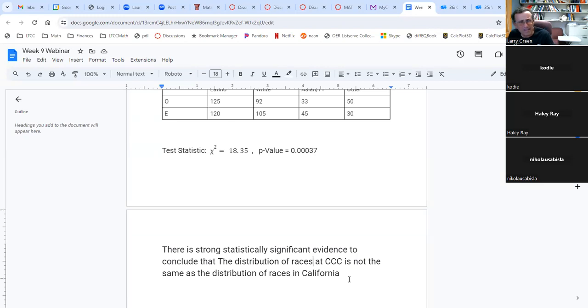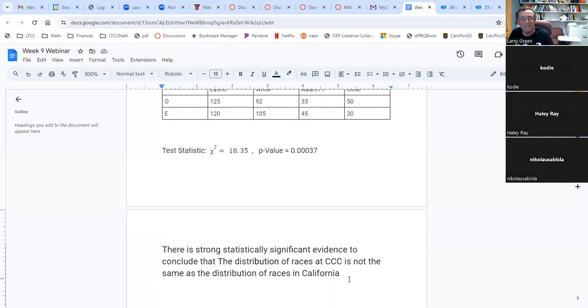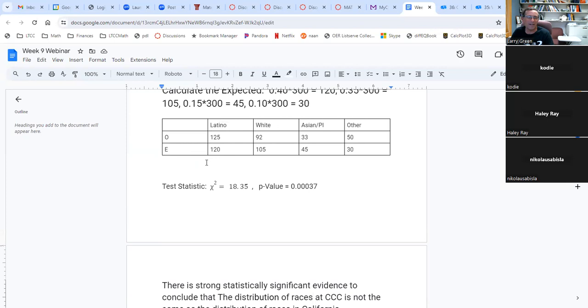Okay, just let me ask you something. Based on this, can we say which is the big different one? Is it because there are a lot more Latinos than you would expect? Or maybe because there's fewer Asians than you expect? I mean, what do you think? Could you do that? Can you make that conclusion? Any thought?